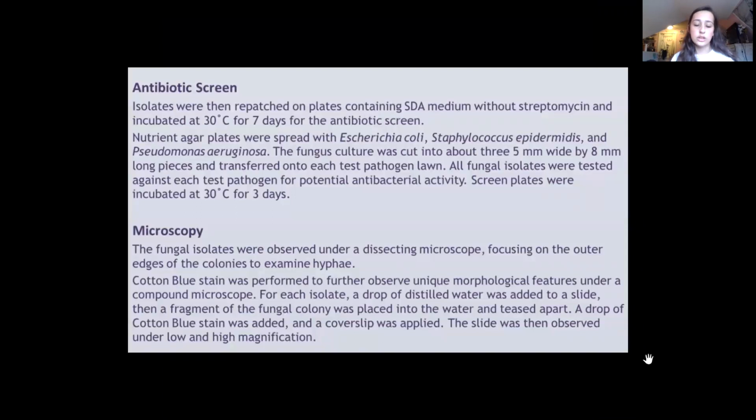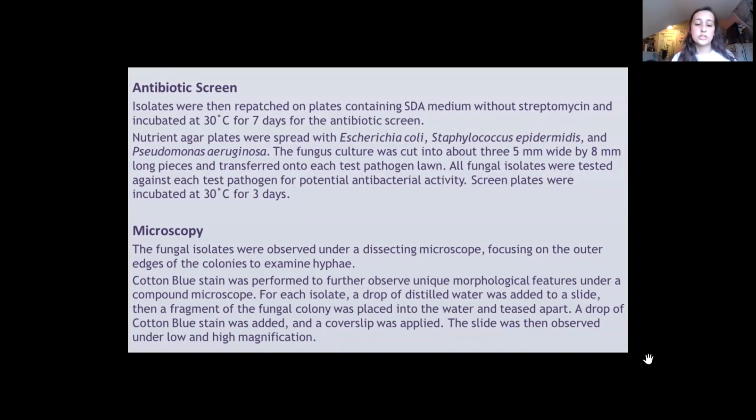Our antibiotic screen was then conducted using Escherichia coli, Staphylococcus epidermidis, and Pseudomonas aeruginosa. We performed the screen by spreading the tester strain on nutrient agar plates and transferring an agar plug of each isolate onto each tester strain lawn.